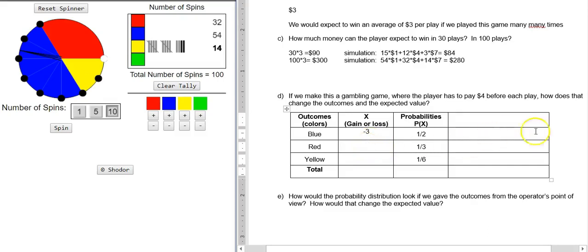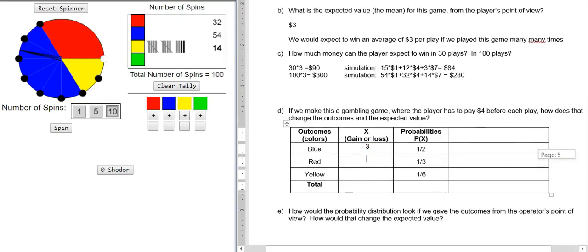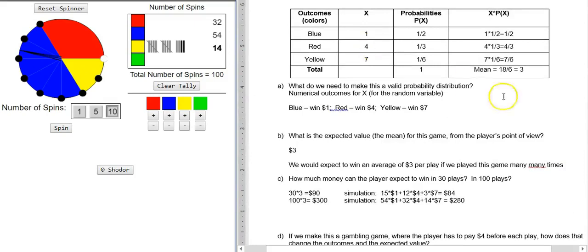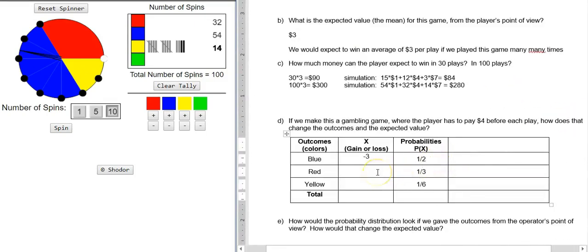If I get a red, then I put in my $4 and I would get back $4. So that means I broke even. My gain or loss is 0. If I get a yellow, I put in $4, I got back 7. That means I won $3. My net gain was $3.